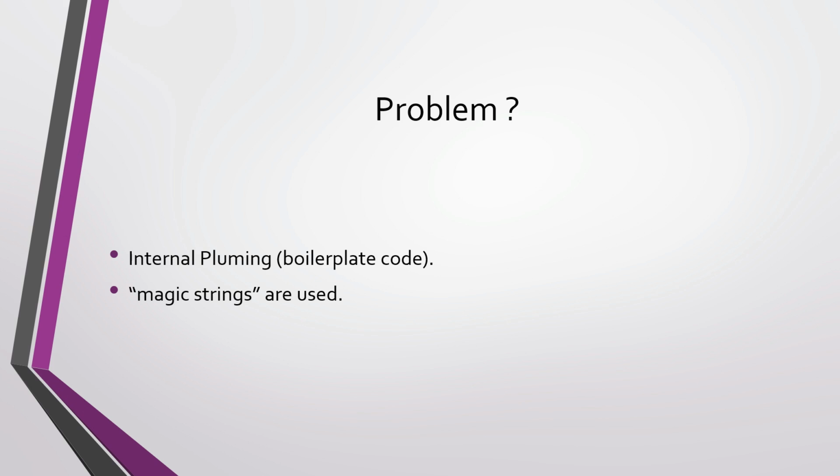We all use MVVM, and we know it has a couple of problems, like the internal plumbing, what we call boilerplate code, that the developer needs to add in his project in every view model. It's a lot of code that is not functional, but it is required. It doesn't do a function by itself, but it is required for the MVVM to work.